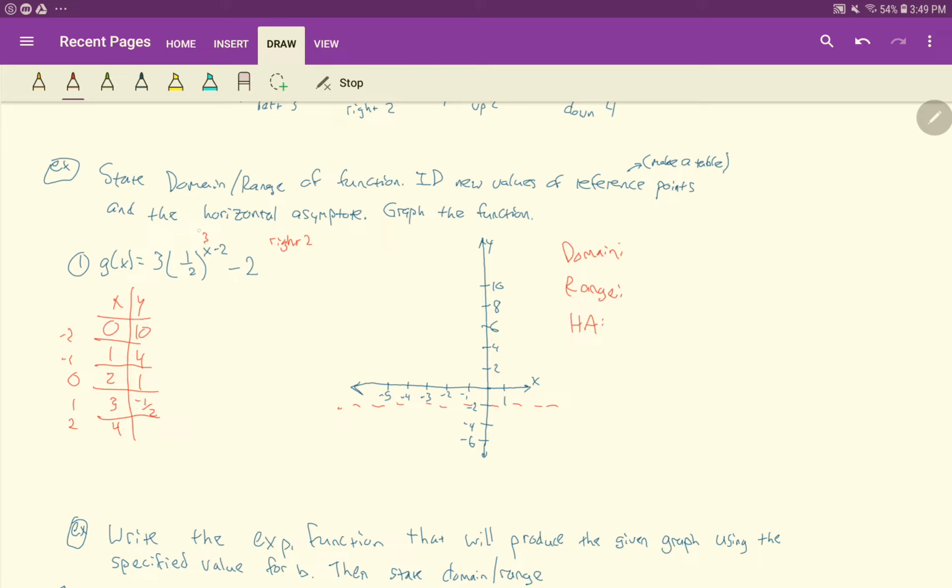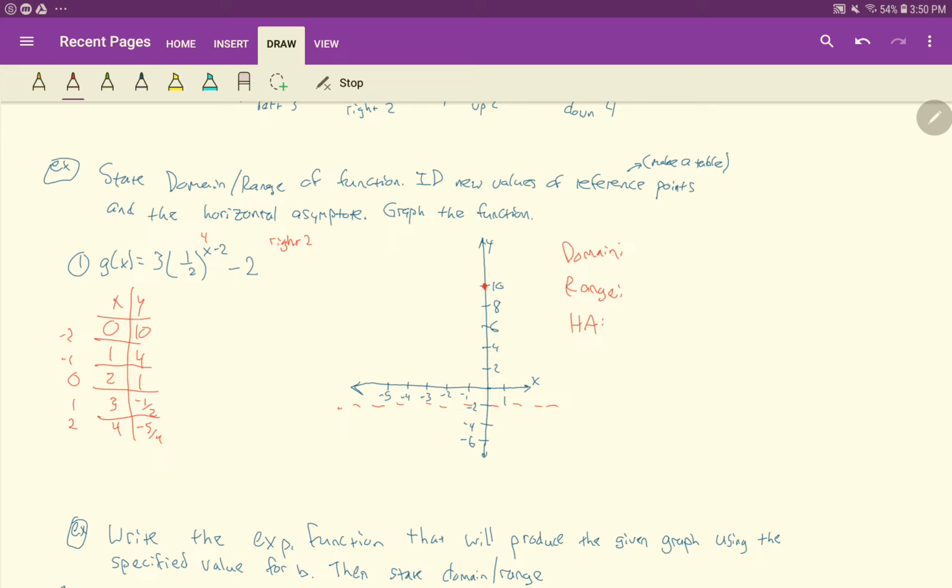And then 4. 4 minus 2 is 2. 1 half to the second is 1/4. 3/4 minus 2 is negative 5/4. Make sure I did that right. 3/4 minus 8/4 is negative 5/4. Okay, and so you apply all these points. So 0, 10.